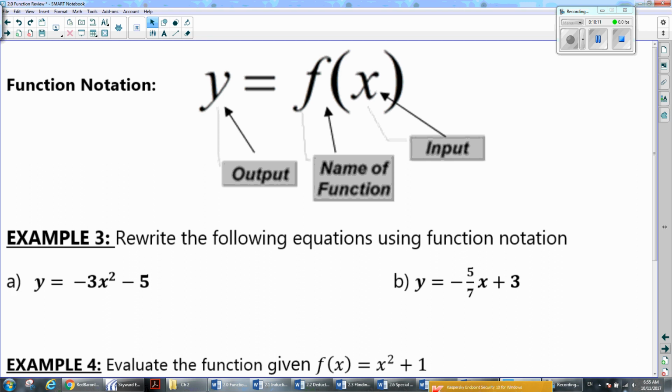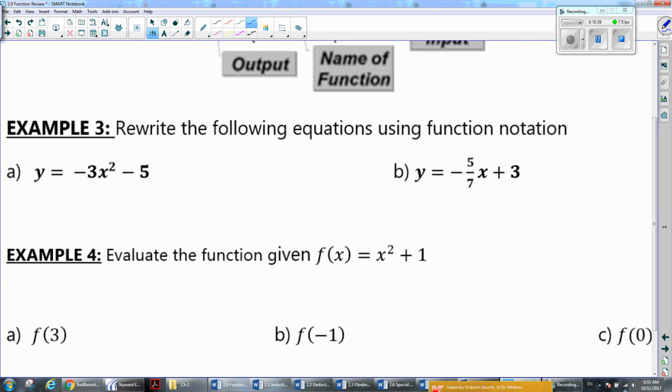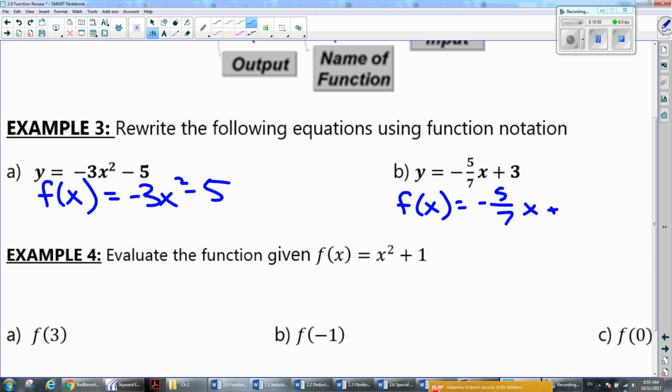All right, so here's our function notation. Here's our output, y. This letter here is the name of the function. It's usually f. Sometimes it'll be other letters. And x is your input. When you see this, read it as f of x. Okay, so if we want to rewrite using function notation, for every y we see, we're just going to replace it with f of x. So here we'd have f of x equals negative 3x squared minus 5. Everything else is the exact same. Same with b, f of x equals negative 5/7 x plus 3.